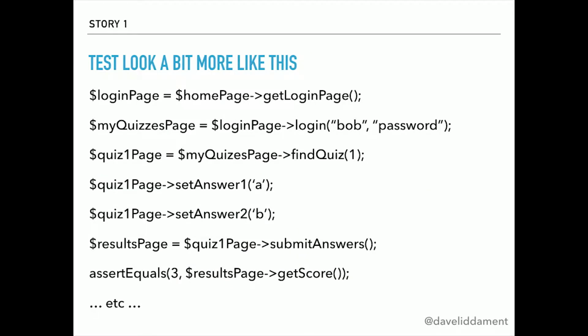So now our tests look a bit more like this. We get our login page, then we try and log in, and the response once we've successfully logged in is a page object that has a list of all the quizzes. We find the quiz that we want to do, we fill in the answers, we submit the answers, and then we check the score. So that's a lot better because we are quite a bit more resilient to changes to the UI. But this test is still quite detailed, and I can't immediately see what the point of it is.